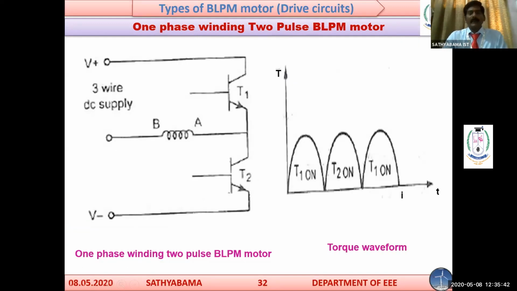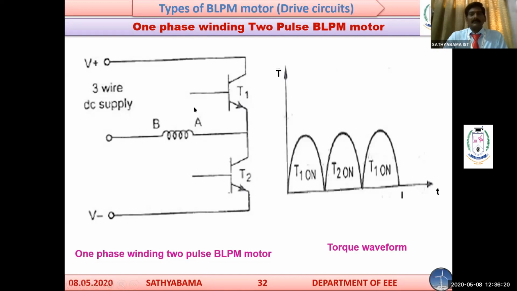This is the one phase winding, two pulse PMBL DC motor. Here we are having a 3-wire DC supply and only one phase winding and two semiconductor switches. This is also similar to a one phase control, having only one Hall effect position sensor. When the position sensor is under the influence of north pole flux, transistor T1 is turned on. When it is under the influence of south pole flux, switch T2 is turned on.